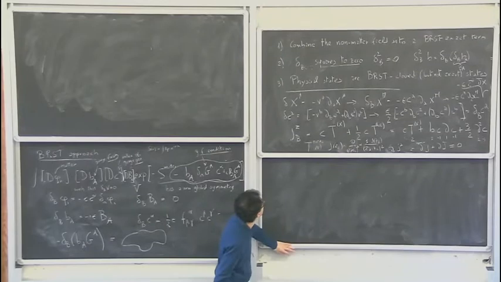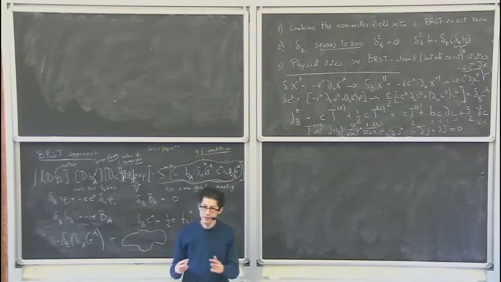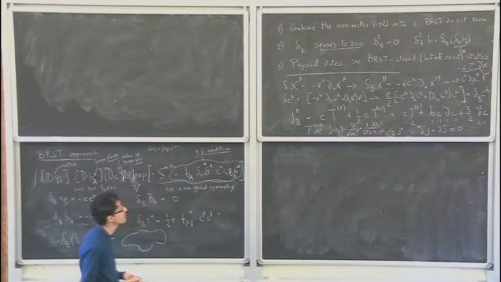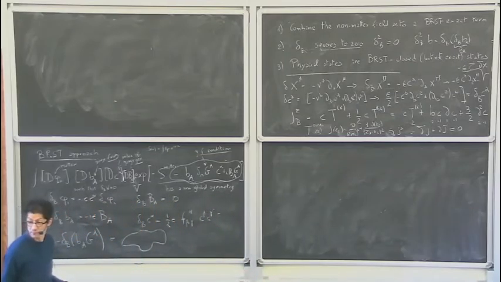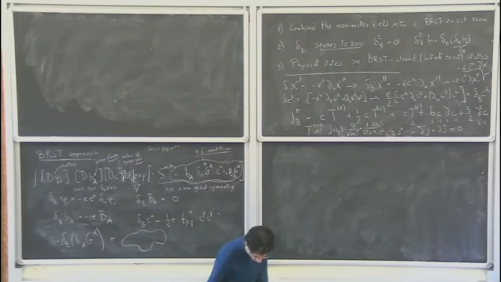Very good. So let me come to the third point and finally define physical states. And then in the next hour, I want to start to describe interaction among those physical states. The physical states are the BRST closed, but not exact, states. So how do you do the calculation explicitly? What is the easiest way?